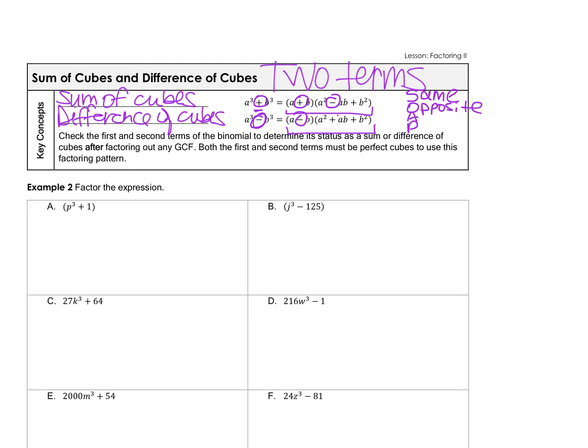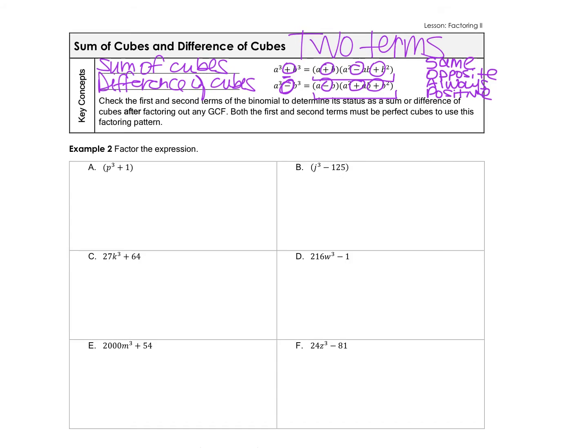If it's a minus, it's going to be a plus. So it's always the opposite. And then the last one is always positive. So that last sign is always positive. So that's how we can remember our signs when we factor cubes. SOAP: same, opposite, always positive.